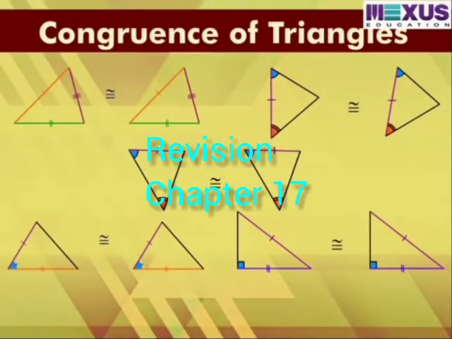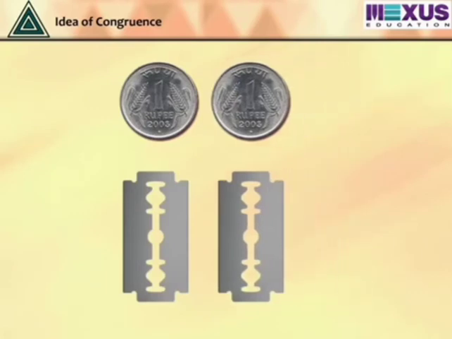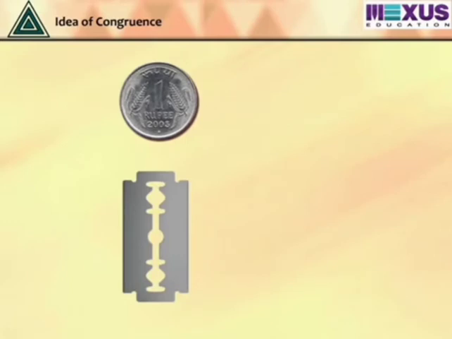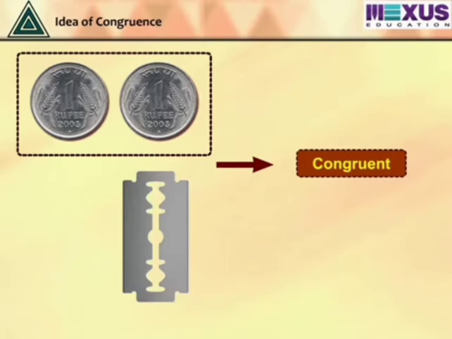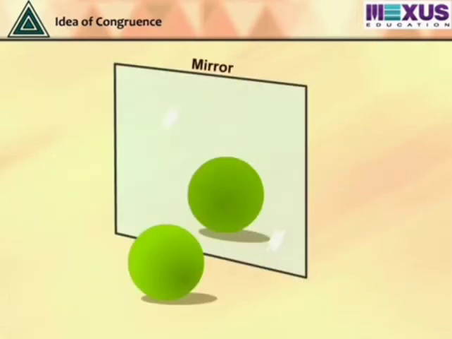Revision of congruence of triangles. First, observe these objects. If you place the second object on top of the first, they would match perfectly. Such objects are said to be congruent. Here the two coins are said to be congruent as they have the same shape and size. Also, two blades have the same shape and size. Hence they are called congruent.